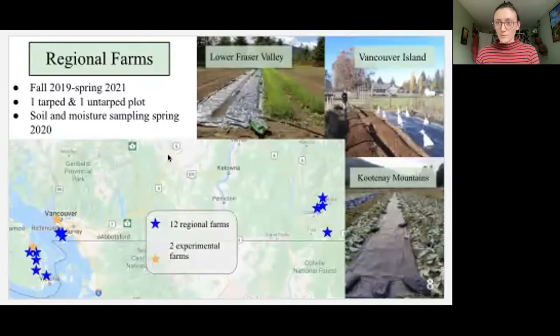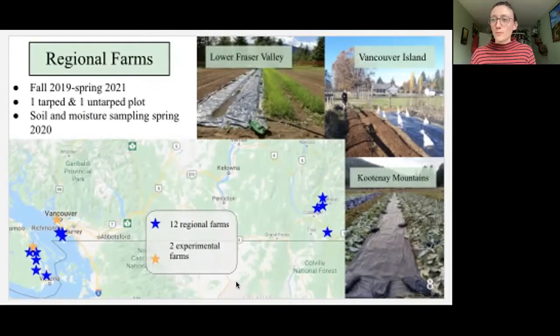On the complementary regional farms, we're working with 3 different areas. We have the Lower Fraser Valley, Vancouver Island, and Kootenay Mountains, which are all represented here on this map. On these farms, we have just one tarped and one untarped plot each. And only about half the farms were able to successfully establish a cover crop due to some of those challenges I talked about earlier. And so we consider this an untarped versus tarped comparison versus cover cropped versus tarped, like in the experimental farms.